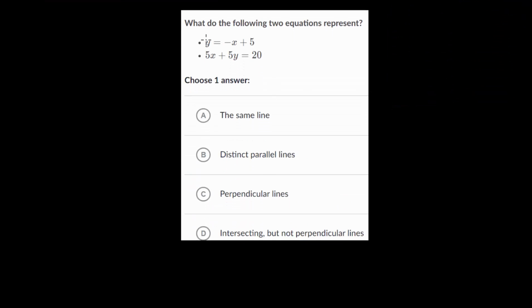For this one, we're going to employ the same strategy. We're given these two equations and need to determine how they relate to each other. The top one is already solved for y, so the number multiplied by x, our slope, in this case would be -1. But for the bottom equation, we need to solve for y so that we can figure out the slope. So let's rewrite that one.